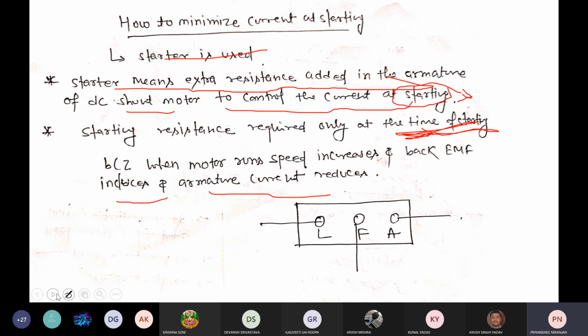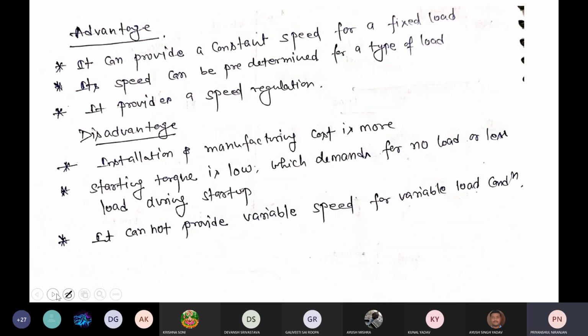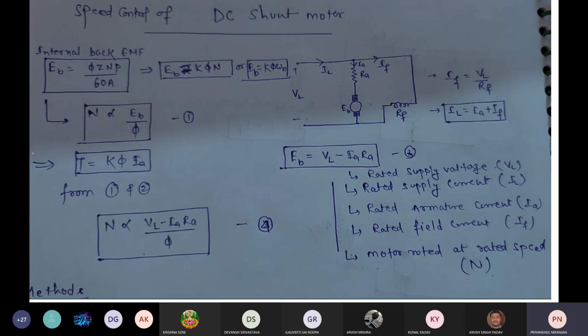Okay, so this is the advantage. It can provide a constant speed for fixed load. It is an advantage of the DC shunt motor. Its speed can be predetermined for a type of load. Actually, this is the theory you have to understand when you study the DC machine.